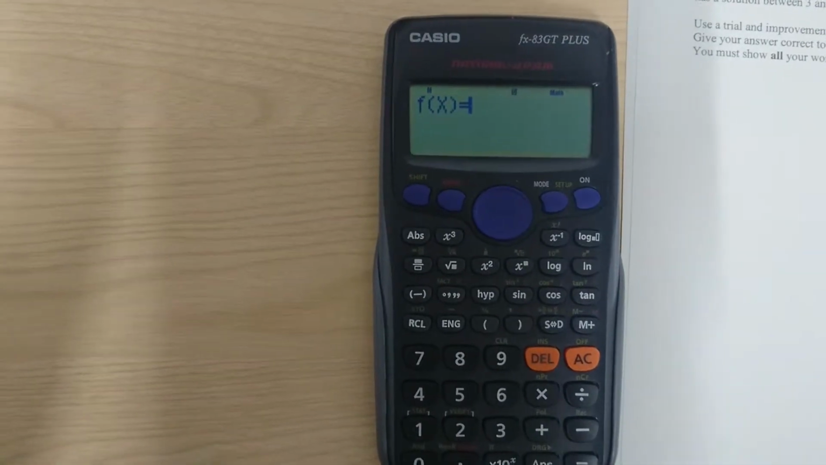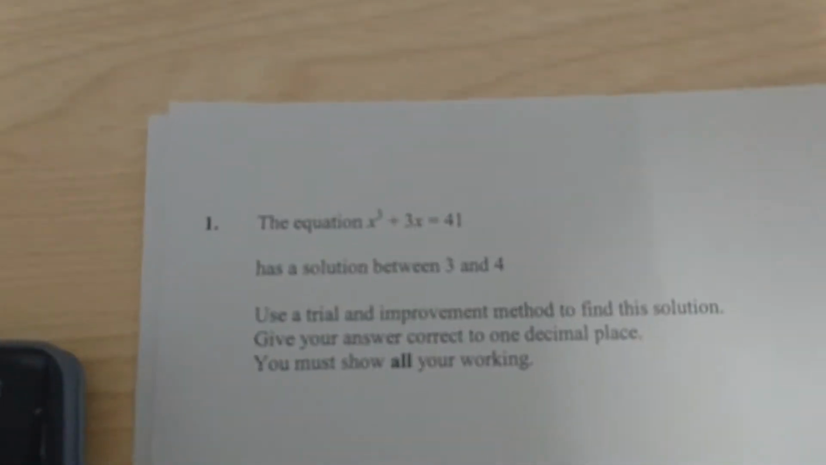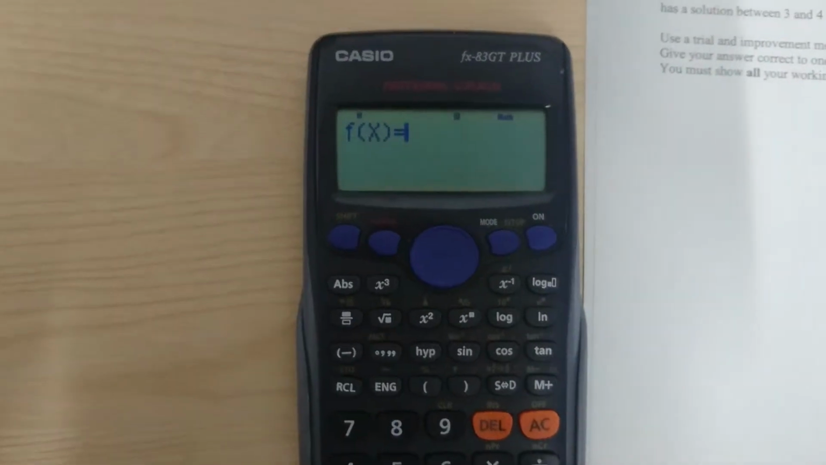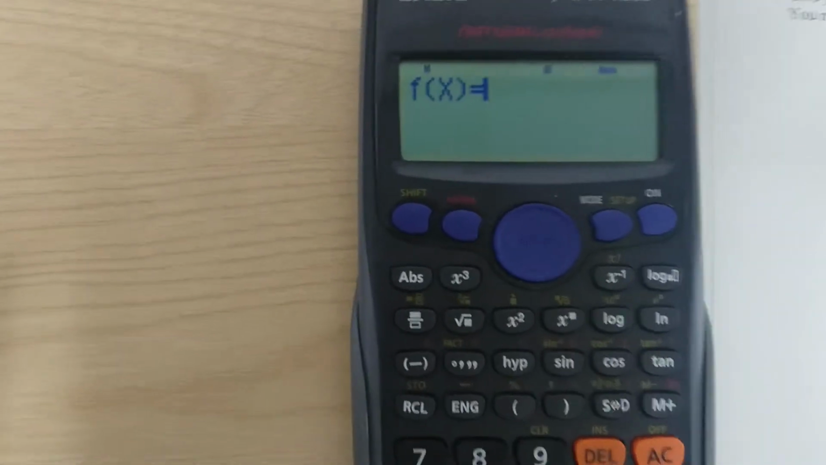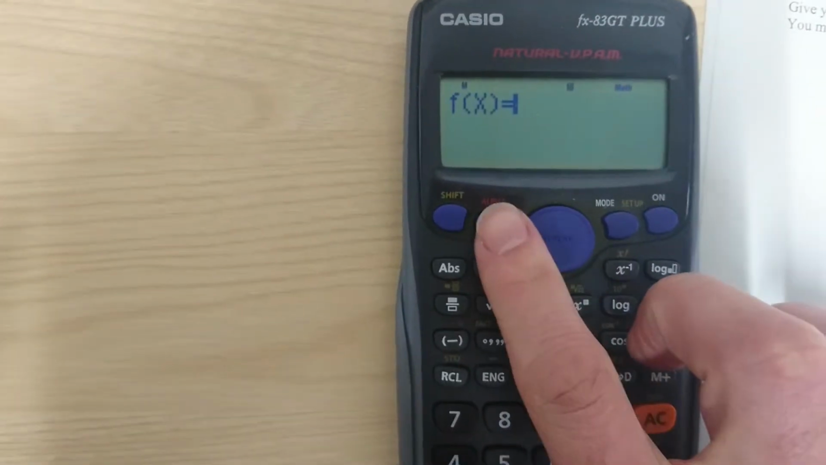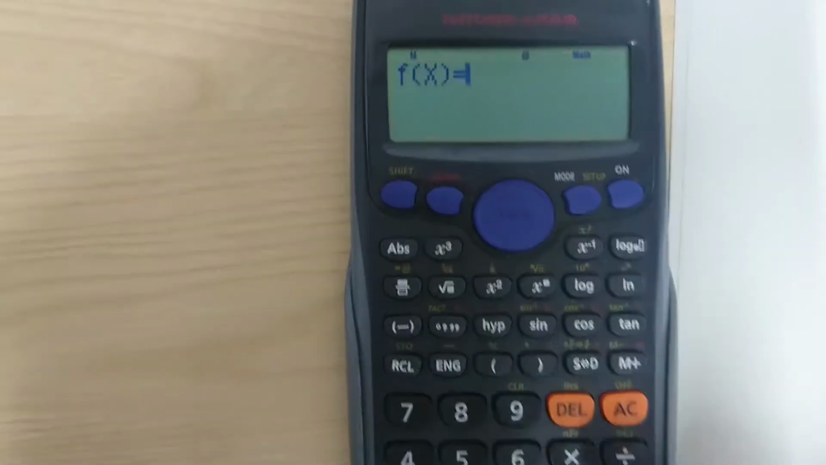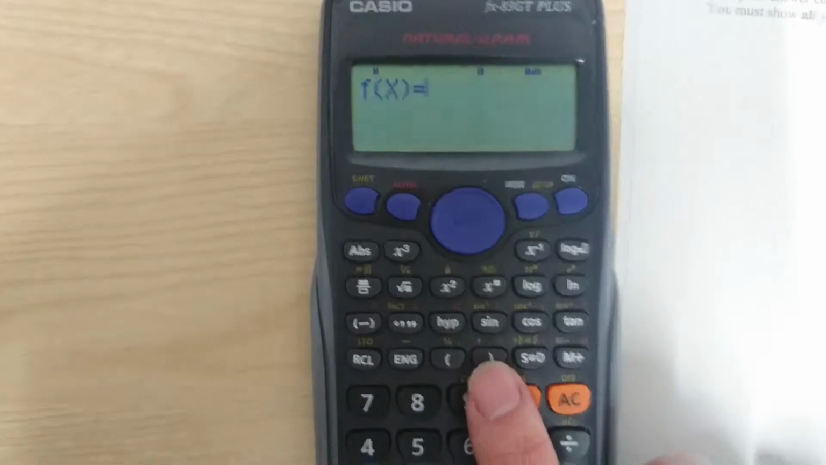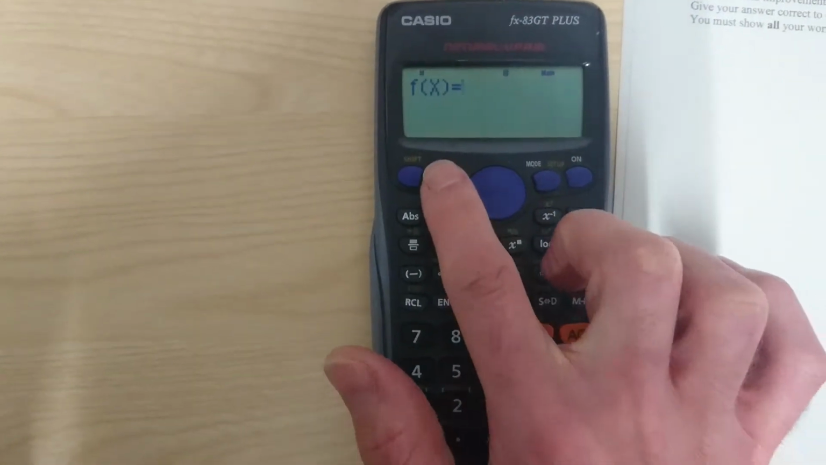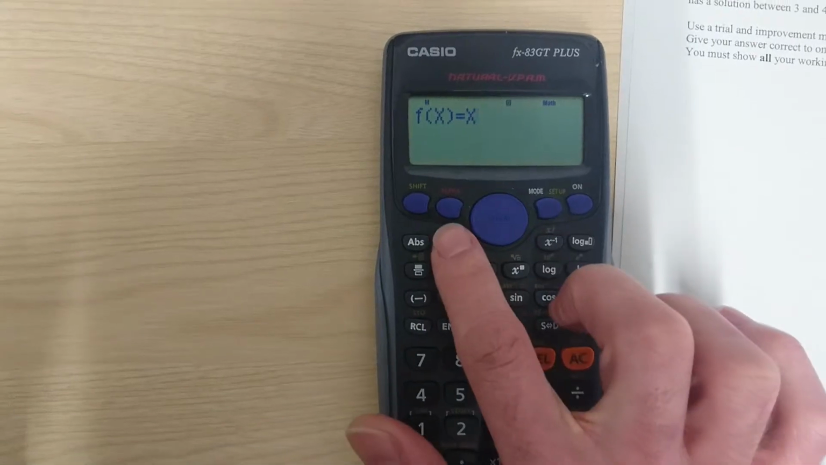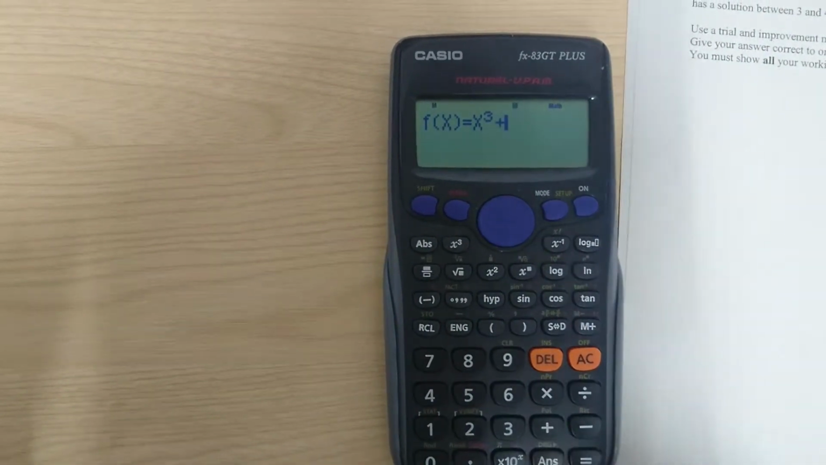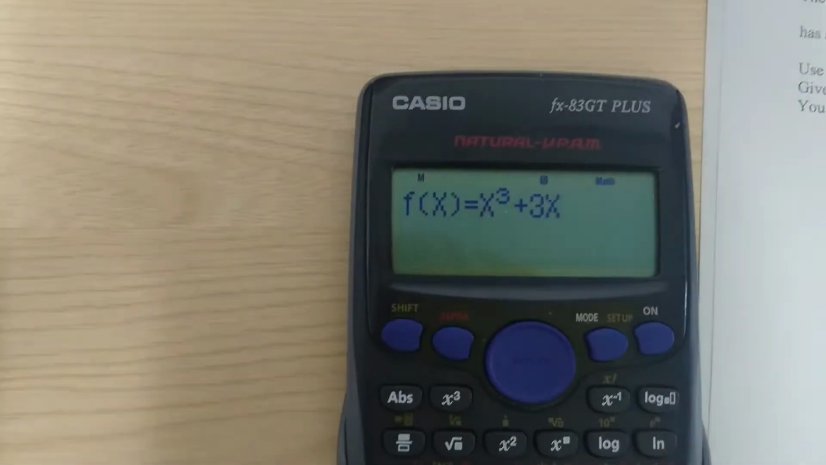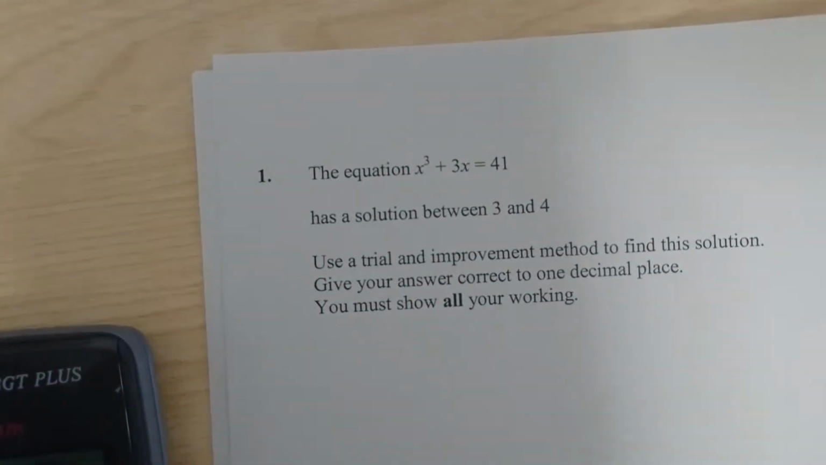Now I'll get f(x) pop up on my screen. My goal is to get this function, x cubed plus 3x, onto my calculator. In order to do that, it's useful to note that the alpha key, just at the top of my calculator, is used for accessing everything in red. Specifically, the little red X that I can see above the bracket. So into my calculator, I'm now going to put x cubed plus 3x. So this looks exactly like my question.